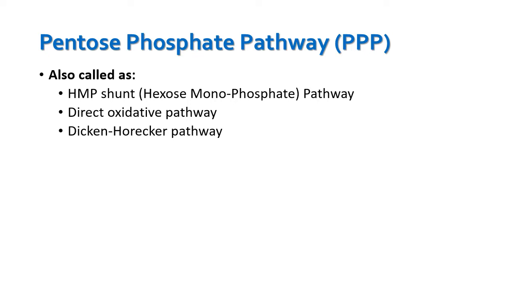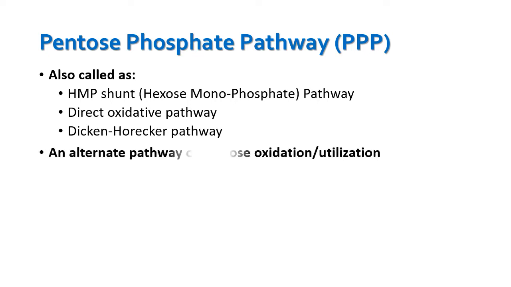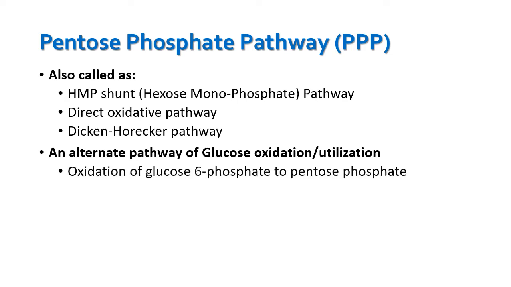In animal tissues, the major catabolic fate of glucose 6 phosphate is glycolytic breakdown to pyruvate. This pyruvate is then converted into acetyl CoA and oxidized via TCA or citric acid cycle, and that results in the production of energy in the form of ATP. The glucose 6 phosphate has many other catabolic fates that lead to the production of some specialized products.